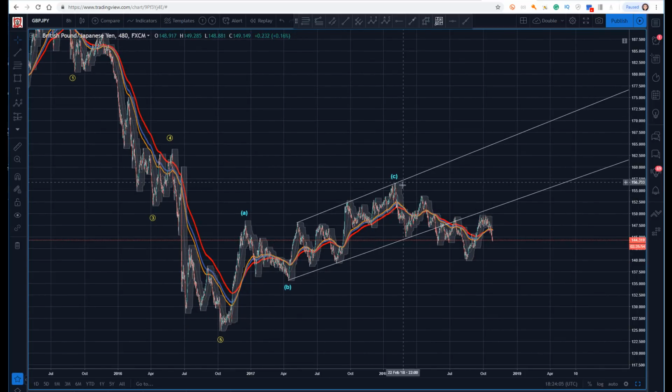Well, how do we define a trend? Series of higher highs, higher lows, right? How do we define a downtrend? Lower lows, lower highs. So pretty basic stuff here.